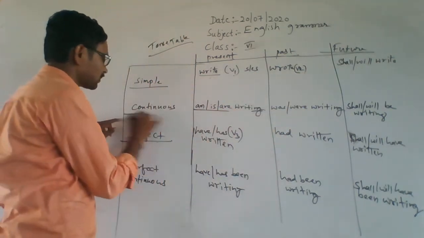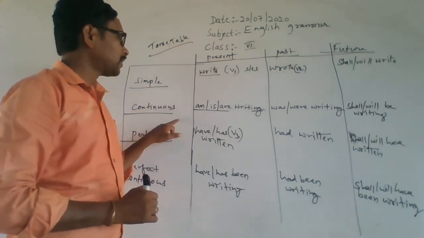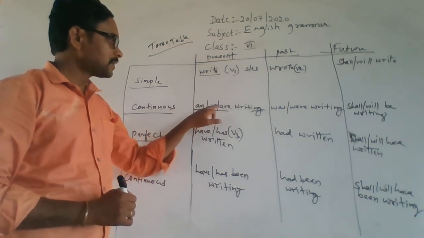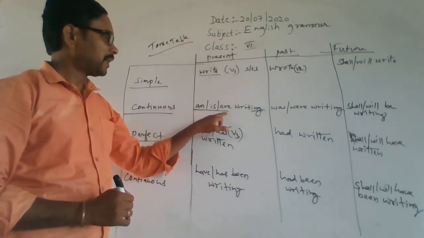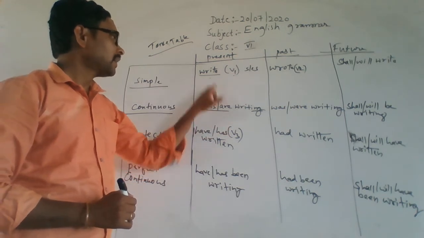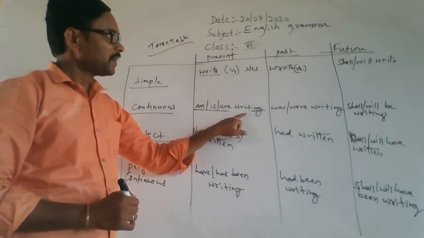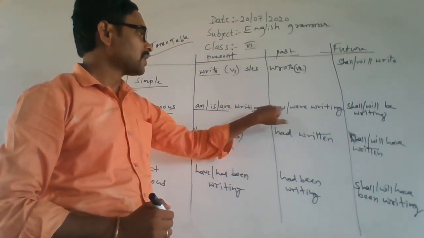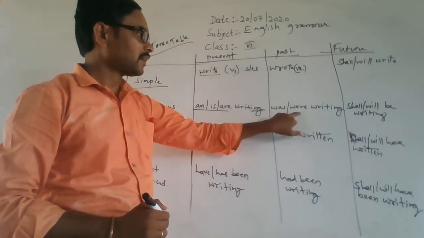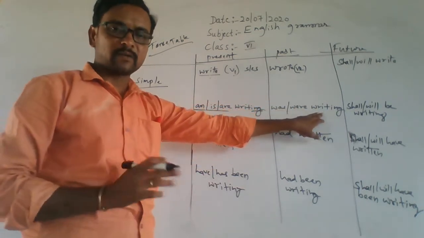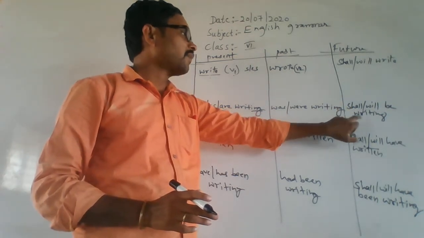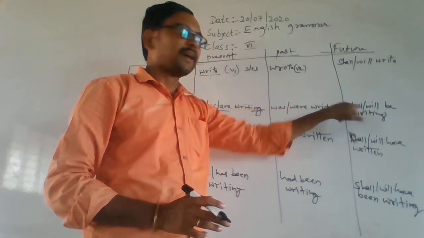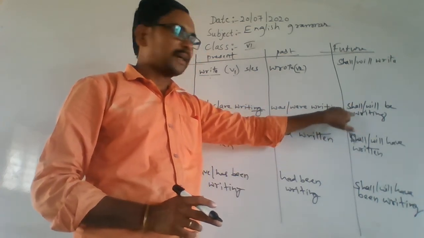So that's like continuous. Present continuous, three helping verbs are there. What are the three helping verbs? Am, is, are. Write change as writing here. Then past continuous, two helping verbs are there, was and were. Automatically that is also writing, no more difference. Then shall be or will be. Change as what? Shall be or will be writing. That is future continuous.